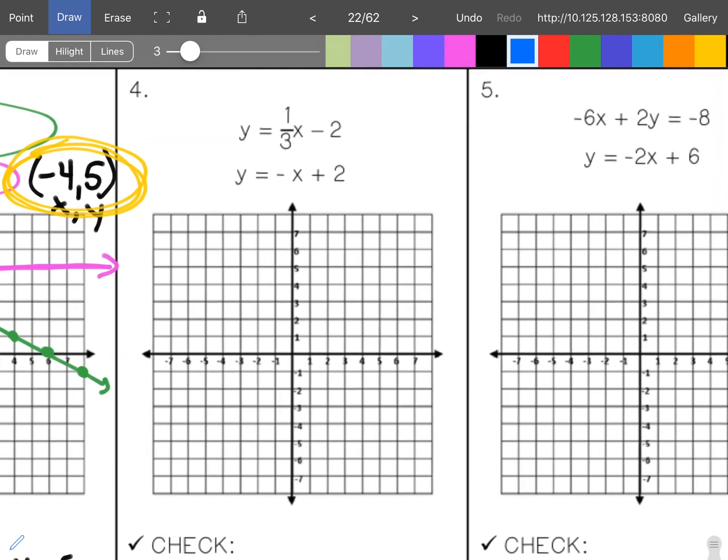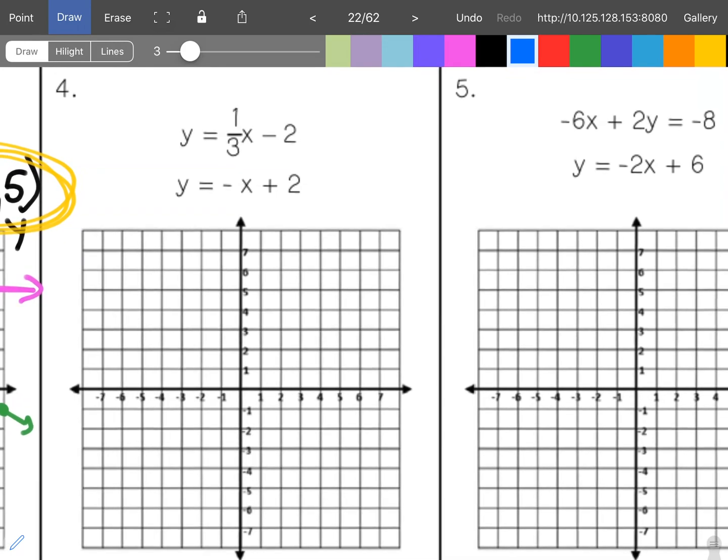All right, let's check the next one. If you want to stop and pause it and try this one on your own, this would be a good opportunity for you to do that.